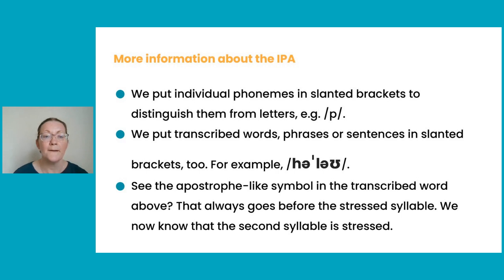Okay. As an extension of that, we put transcribed words. So transcribed here means when we put speech into IPA symbols. Okay, so if we want to write a word in IPA to show how it's pronounced, we use the term transcribe. So we put transcribed words, phrases, or sentences in slanted brackets too. Okay, for example, take a look at this word. I'll give you a moment to figure out what it is. Can you type what you think this word is in the chat box? I'll give you a few seconds to figure it out.